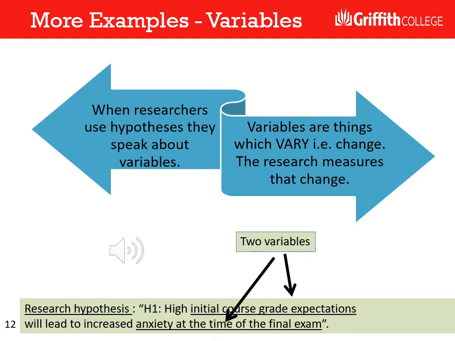Here we have the variable initial course grade expectations. This is a noun phrase. Please remember that, noun phrase. The noun phrase contains a noun, expectations, and then it has modifiers of that noun. Now, the expectations are in relation to grade. Grade's also a noun, but in English you can use it as a modifier, like an adjective.